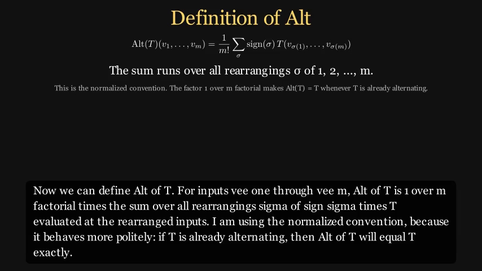Now we can define alt of t. For inputs v1 through vm, alt of t is 1 over m factorial times the sum over all rearrangings sigma of sign sigma times t, evaluated at the rearranged inputs. I am using the normalized convention, because it behaves more politely. If t is already alternating, then alt of t will equal t exactly.